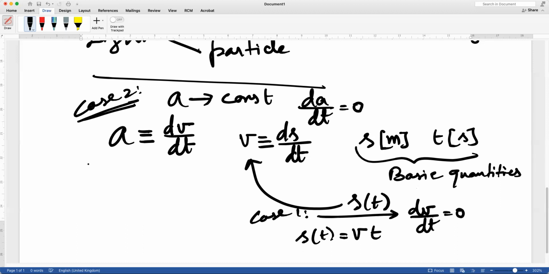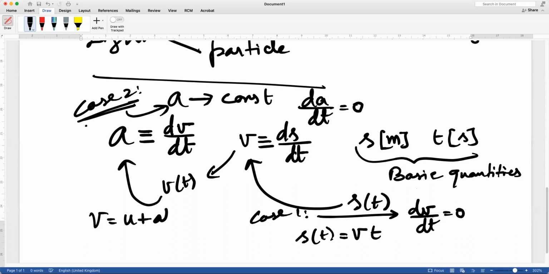And that is the same thing. As it is going to be time varying, we say that this is going to be v of t. When this is time varying, then we go for the next definition. That is why it is case 2, and case 2 is a is constant, which means we know how to model it. We say that v is equal to u plus at, and s is equal to ut plus half at square, and the third one is v square is equal to u square plus 2as. Is that okay?